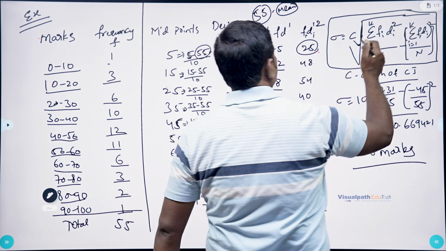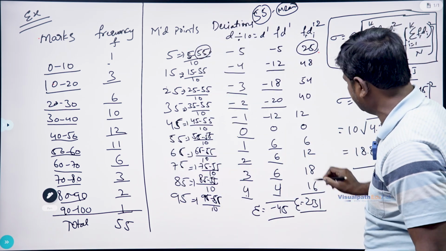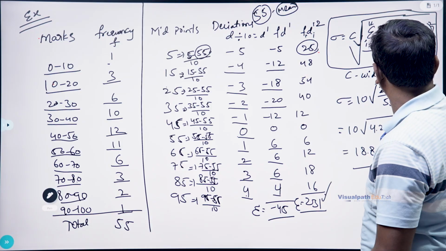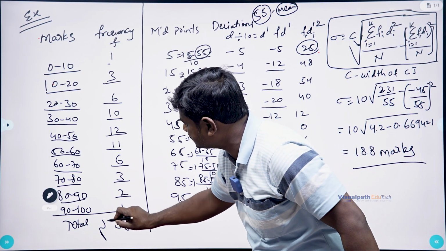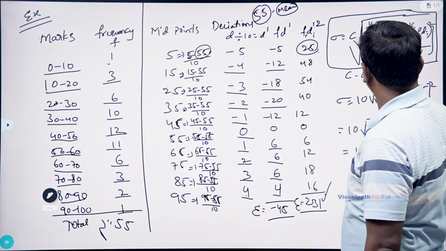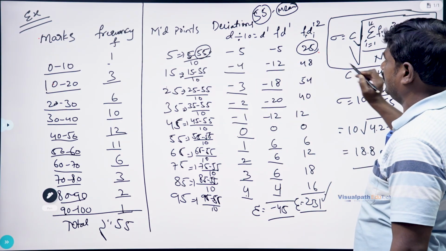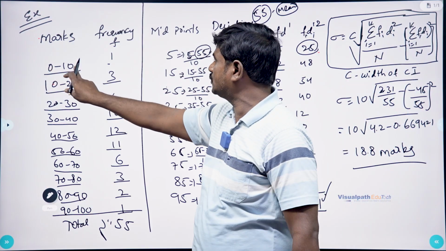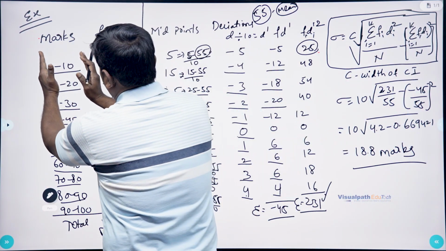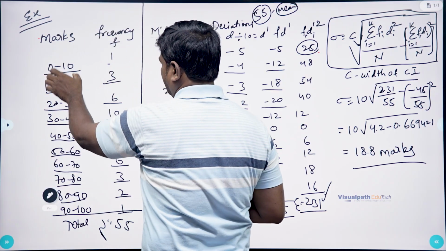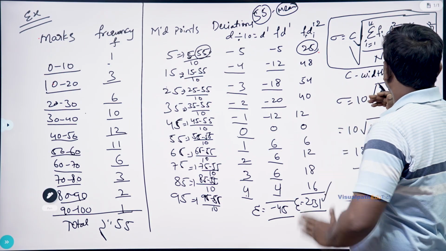So what is this value? Summation f d dash square is 231. First, 231 by n, where n is the total frequency, the number of observations, n equals 55. So 231 by 55. C is nothing but the width of the class interval. How much is it? 0 to 10, 10 to 20, the difference between the lower and higher limits is 10. So that width, 10, we consider as c.